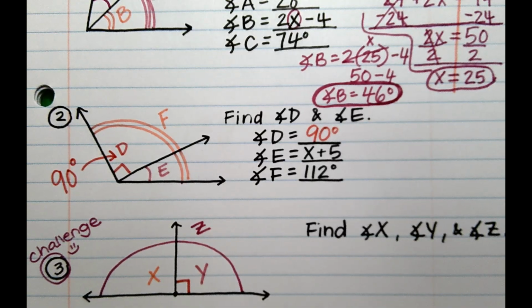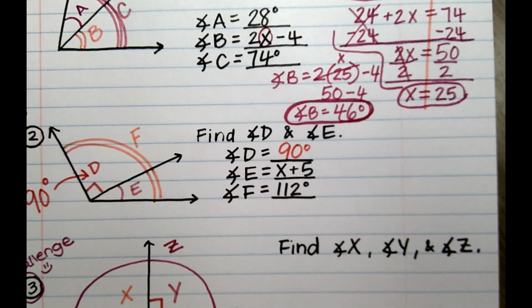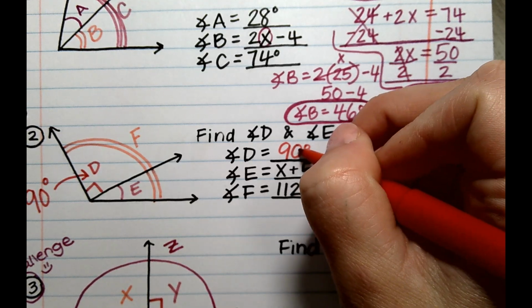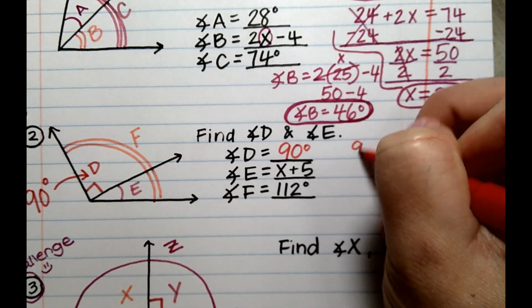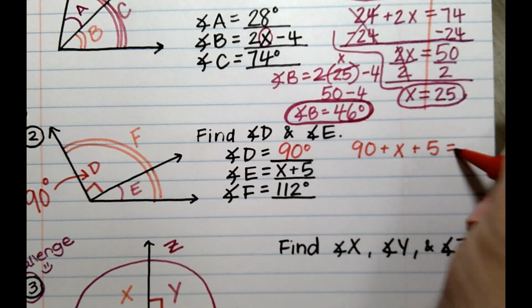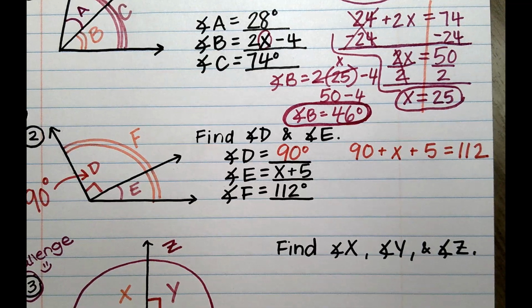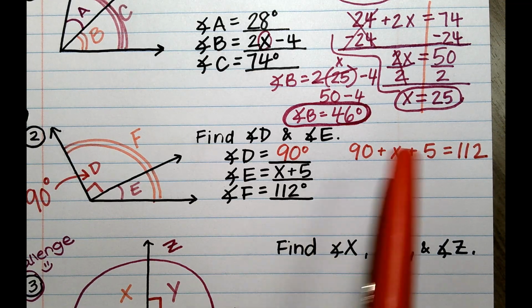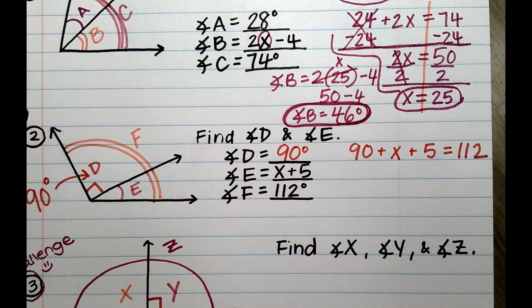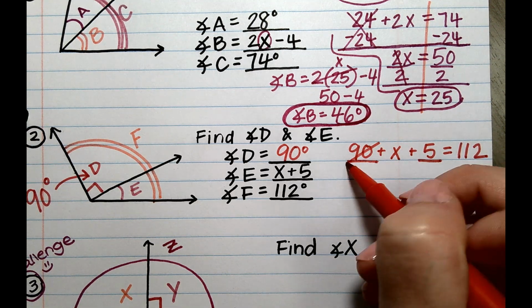So now that I know angle D, can I do something else? We can make the problem. Let's write an equation. 90 plus x plus 5 equals 112. Yes, 90 plus x plus 5 equals 112. If you combine your like terms, 90 and 5, that'd be 95. Okay, so here's our equation: 90 plus x plus 5 equals 112. We'll go to the next step where we combine like terms, 90 and 5.